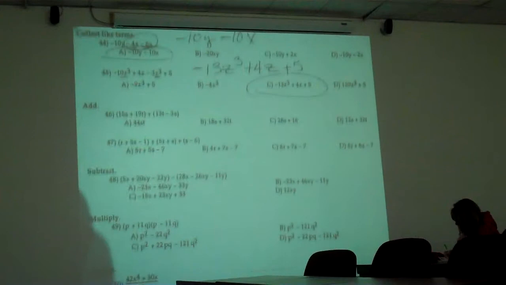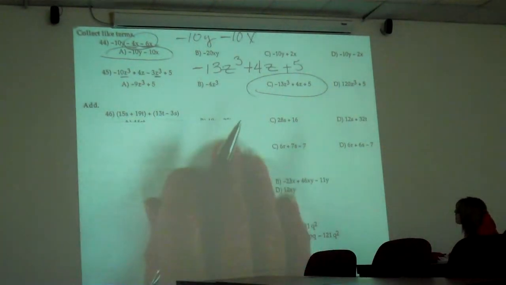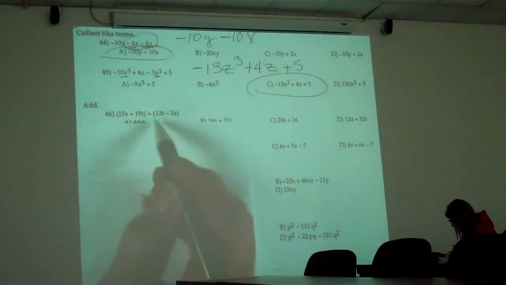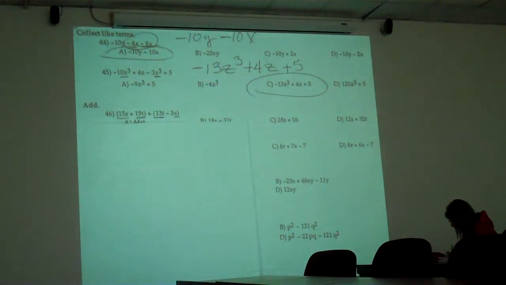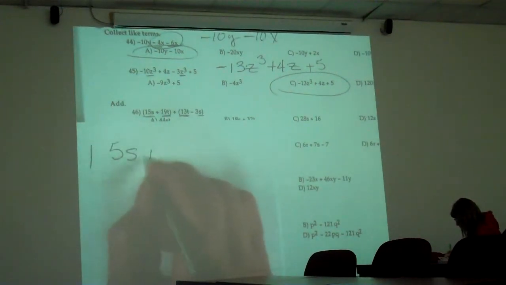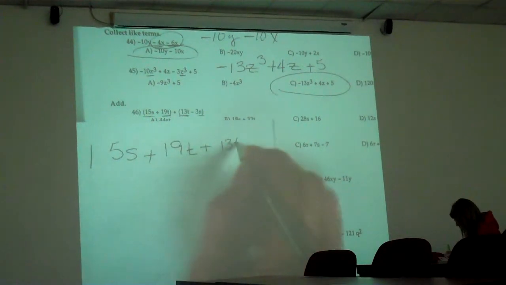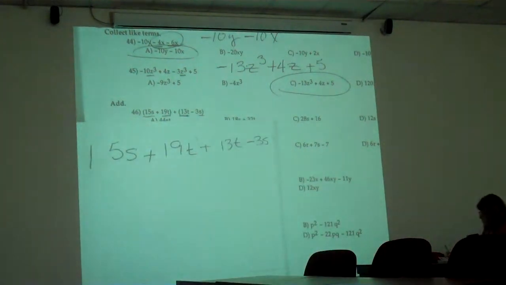Now we're going to add. You can pretty much just take the parentheses off when you're adding. Everything's got the right sign in front of it. We're just going to add the t's, and we're going to add the s's. We might as well put them in alphabetical order. So we'll add the s's first. Let me make it a little bigger where it's easier to see. 15s plus 19t plus 13t minus 3s. And that's the same thing with the parentheses taken off.